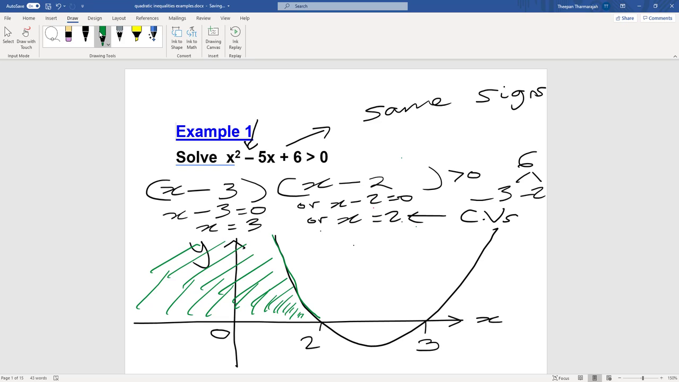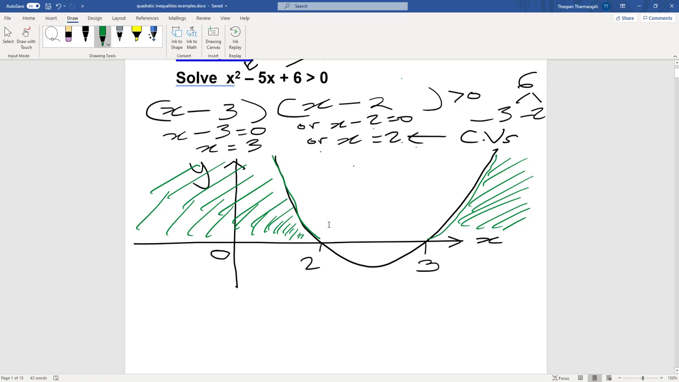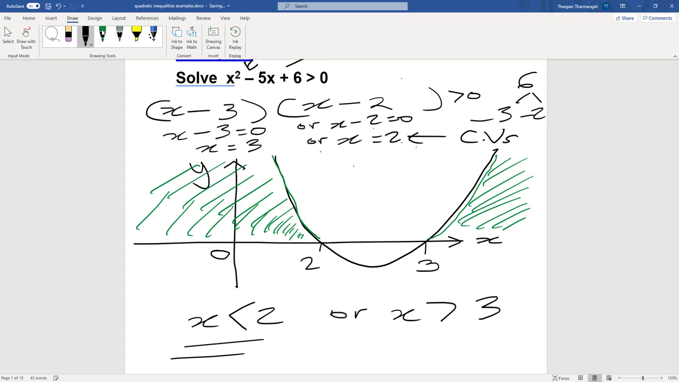So all the x values here in green we shade, and then we shade this portion of the graph, so it's all of that. So we always shade towards the left of the curve and shade towards the right, provided that we're greater than 0. So the way we describe this, anything going towards the left of 2 is x is less than 2. Anything going towards the right of 3 is greater than 3. So we say x is less than 2 or x is greater than 3.